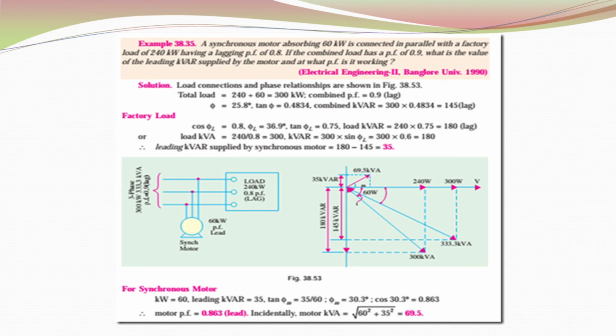A synchronous motor absorbing 60 kilowatt is connected in parallel with a factory load of 240 kilowatt having a lagging power factor of 0.8. If the combined load has a power factor of 0.9, what is the value of the leading kVAR supplied by the motor and at what power factor is it working? Let us see the solution of this problem. Load connections and phase relationships are shown in this figure.